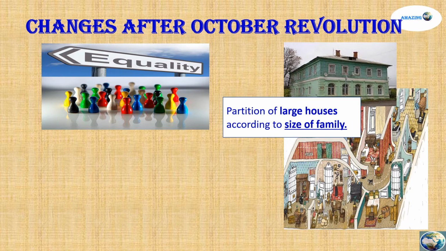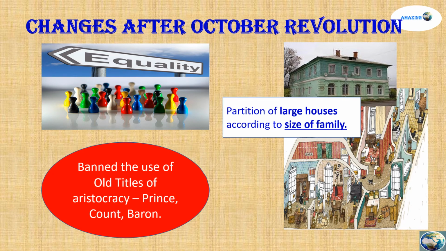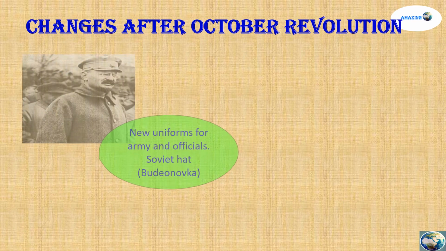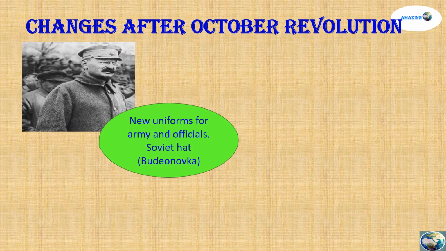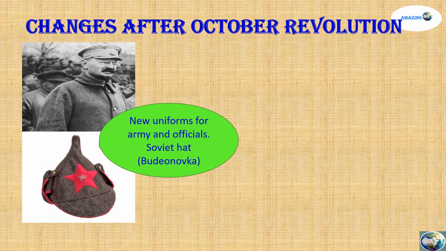The other thing that they did to bring about equality was to ban the use of old titles of aristocracy: prince, count, baron. These titles were no more to be used after the October Revolution. The other change that came about was the uniform for the army and the officials. The change was mainly in the hat that they used, now known as the Soviet hat, which had the emblem of the Bolshevik Party.